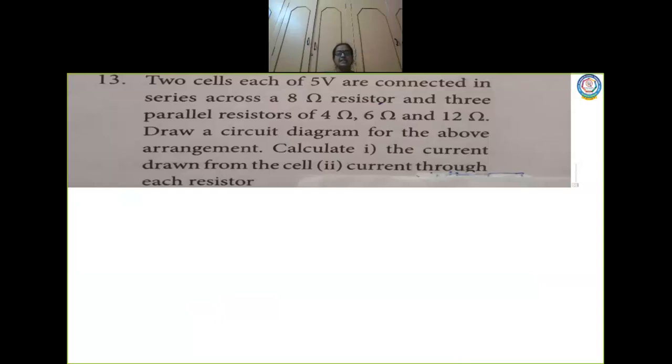So how many cells are connected? 2 cells are connected. So let us draw the cells first. Positive, negative, positive, negative. So each of 5 volt. Okay? Now they are connected in series across a 8 ohm resistor. So let me draw a resistor here whose value is 8 ohm, and this is connected to 3 parallel resistors.